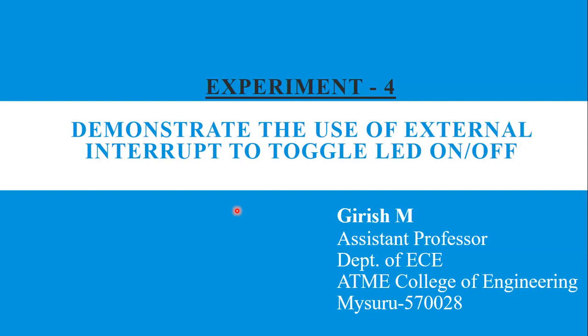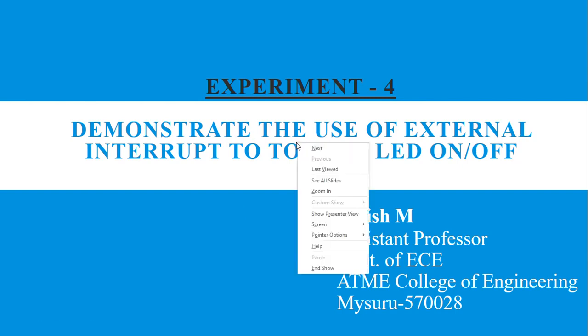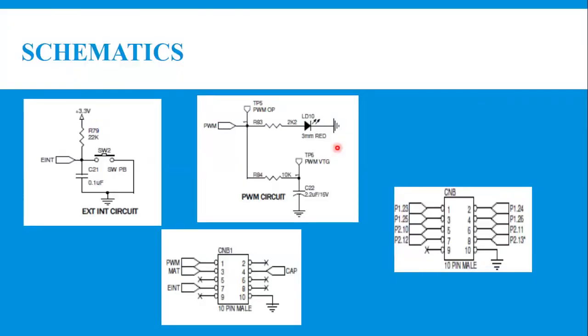In this video, I'm going to explain experiment number 4, demonstrating the use of external interrupt to toggle an LED on and off. Here, the external interrupt concept is used in order to show the status through an LED. The LED chosen is LED 10.